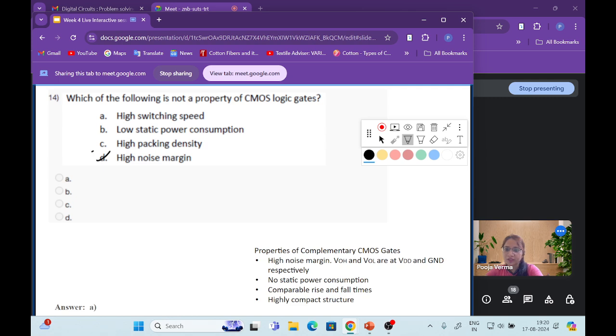High noise margin is also a property, and low static power. That's why it is very famous, because it consumes very little power. But we already know that the CMOS circuit is made of both NMOS and PMOS, a pull up network and a pull down network. So when taking the performance, the switching speed is comparable to other logic gates.